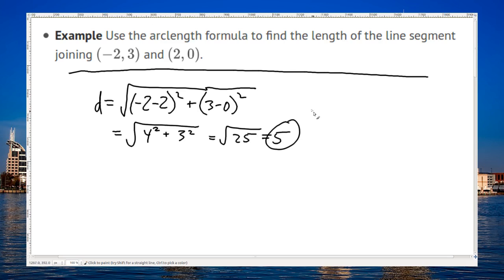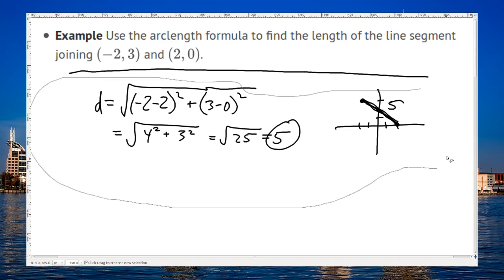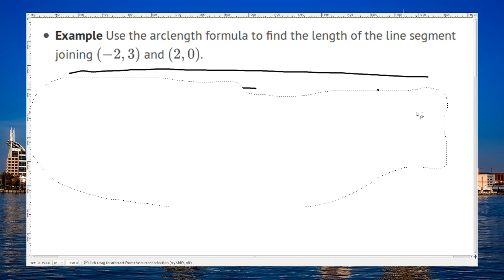We don't have to use any integrals to do that. And of course, that's the same thing as just plotting the points -2, 3 and 2, 0, and the length of this line segment here is 5. Okay, well that's all well and good, but we want to see that the arc length formula works. So let's put that to the test. We should get 5 as the answer, and let's see that that works with the arc length formula.